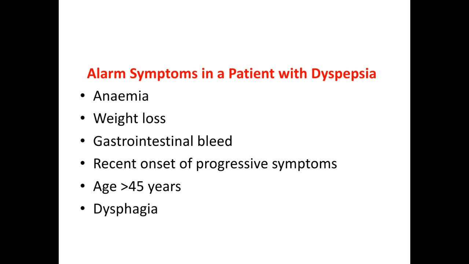Any patient who presents with these symptoms, you should be very cautious in dealing with. Because this may alarm towards other systemic or significant illness of the GI tract, like anemia, weight loss, GI bleed, age more than 45 years, dysphagia, and recent onset of progressive symptoms. This may suggest we may be dealing with some carcinomas or chronic conditions.